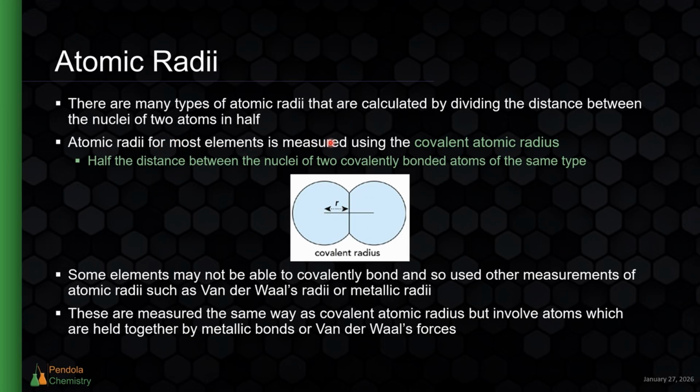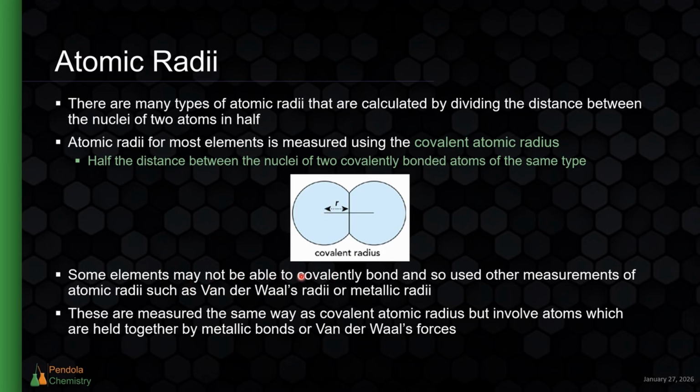Atomic radii for most elements is measured using the definition of what we call the covalent atomic radius. And that will be half the distance between the nuclei of two covalently bonded atoms of the same type. Now, this is very convenient for nonmetals because we can always covalently bond nonmetals. But for something like a metal, for example, we will use the metallic radii. Again, same definition. It's just half the distance between the nuclei of two touching atoms, but with a metallic radii, they will be metallically bonded instead of covalently bonded.